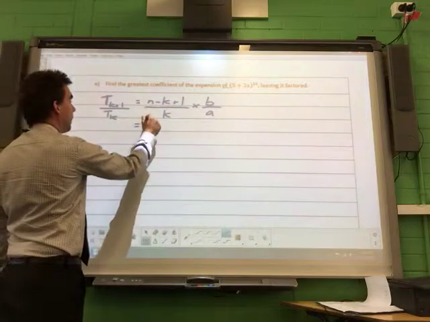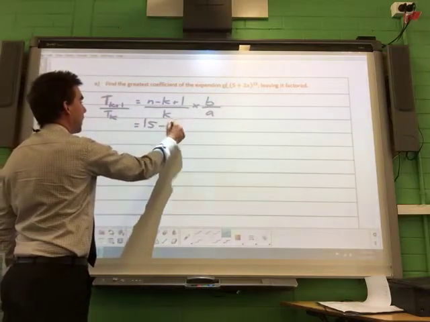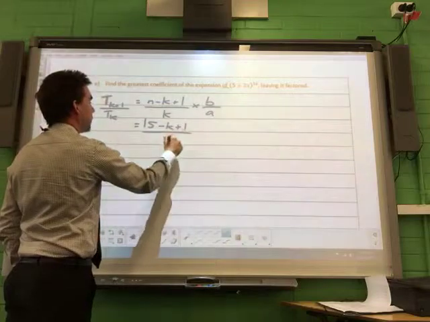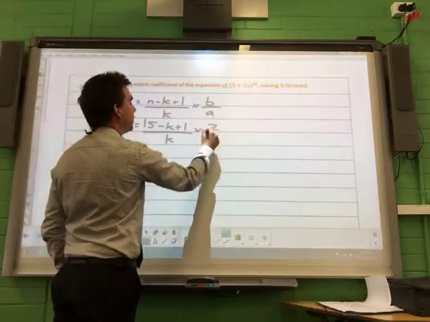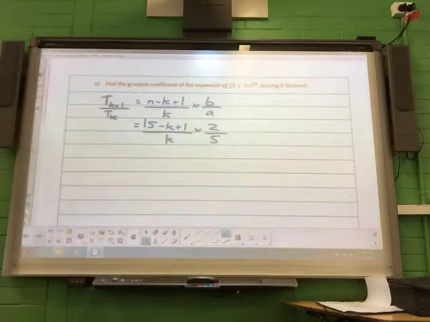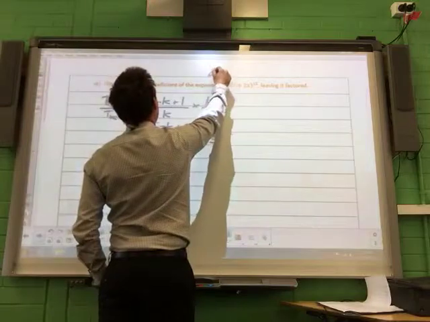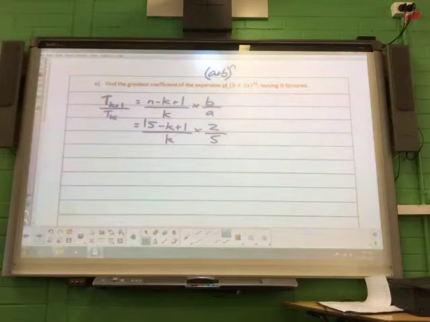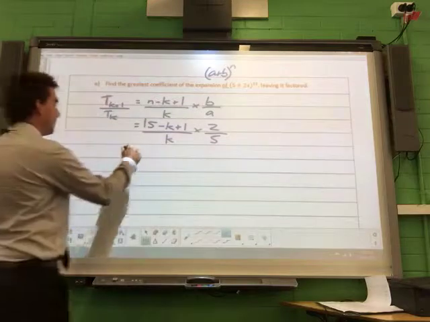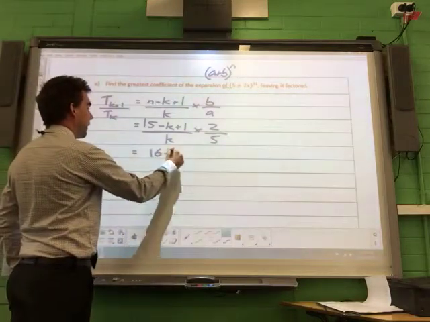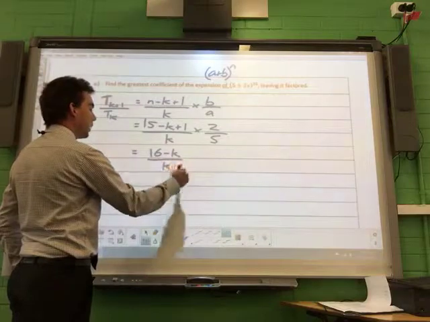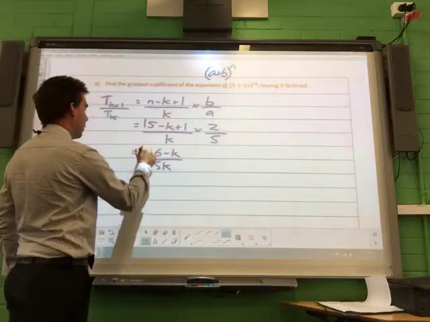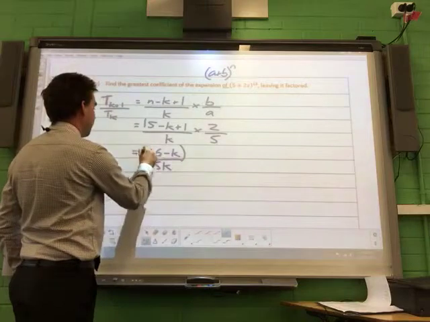Right, so 15 take away k plus 1 over k times 2. Make sure that fraction's written in the correct order, b over a, for the general expansion a plus b to the n. Make sure you have your fraction, otherwise it will not be correct. Right, so we simplify that. So it'll be 16 take away k over 5k, and we've got times by 2 out the front.